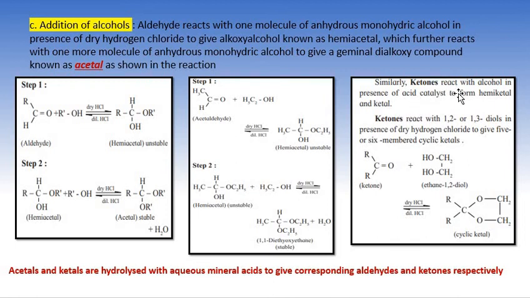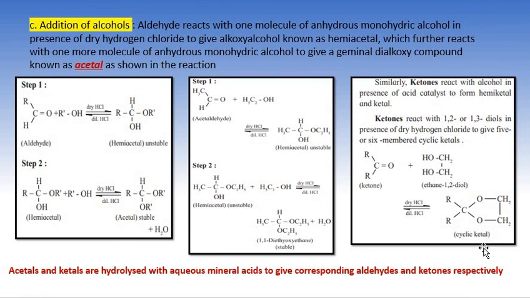Similarly, ketones react with alcohol in presence of acid catalyst to form hemiketal and ketal. Ketone reacts with 1,2 or 1,3 diols in presence of dry HCl to give you 5 or 6 membered cyclic ketals. See, ethane 1,2 diol, if it is reacting with one ketone, what will happen? This oxygen will take up both hydrogens and be eliminated in the form of water, and this carbon will be bonded with this group and form cyclic ketal.